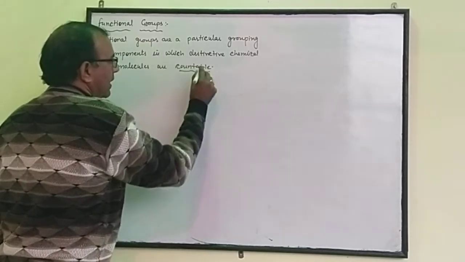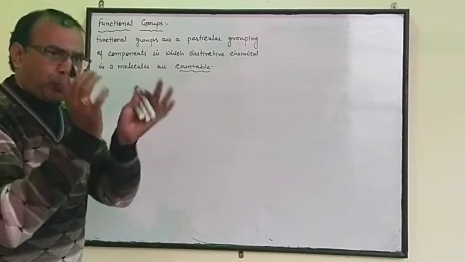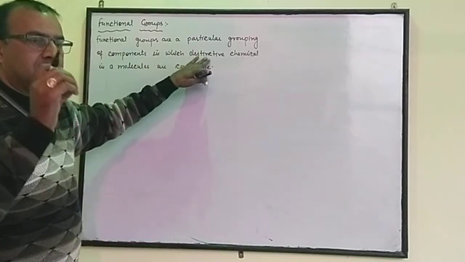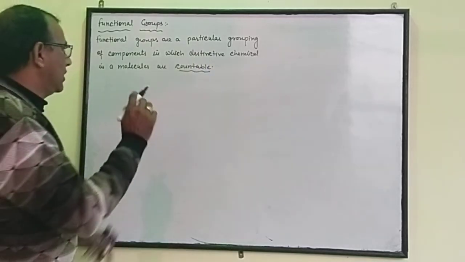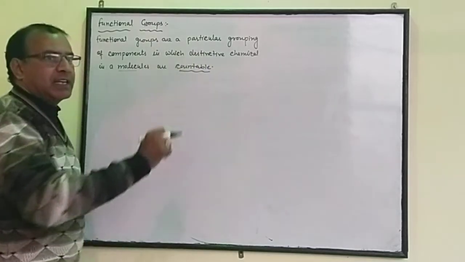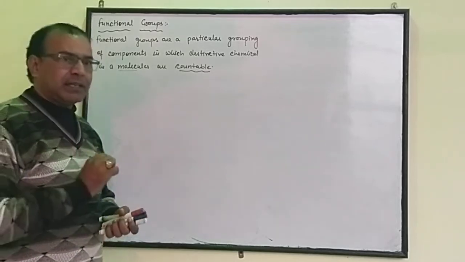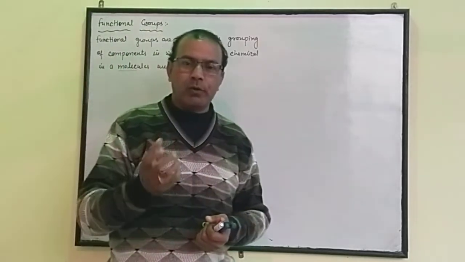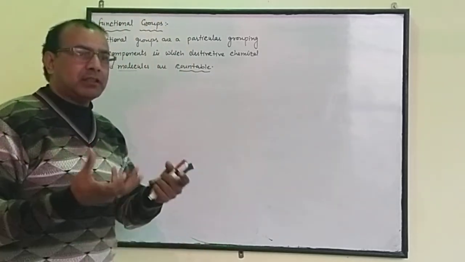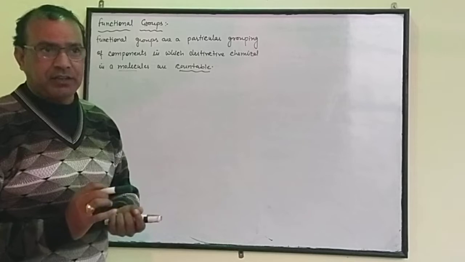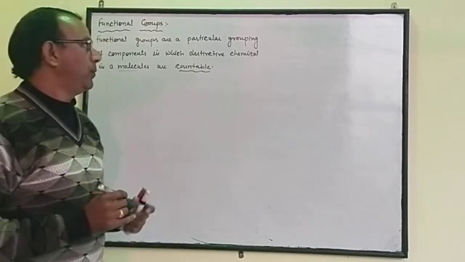फंक्शनल ग्रुप क्या होता है बेटा? एक ऐसा ग्रुप, पार्टिकुलर ग्रुपिंग कंपोनेंट्स का जिसके अंदर केमिकल रिएक्शन डिस्टिंक्टिवली साफ हो, उस केमिकल रिएक्शन के अंदर मॉलिक्यूल्स को काउंट किया जाए. Those are called functional group, or we can say that a group of atoms and molecules of a carbon which has its own resemblance in a chemical reaction, that is called functional group.